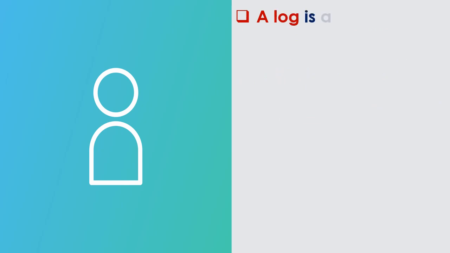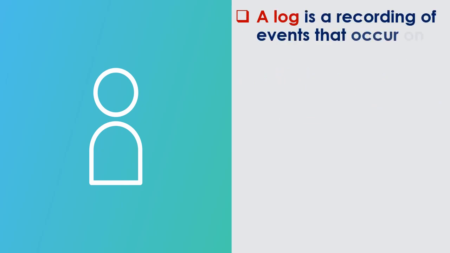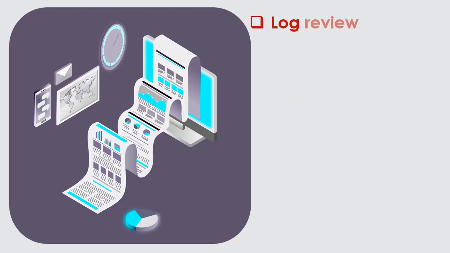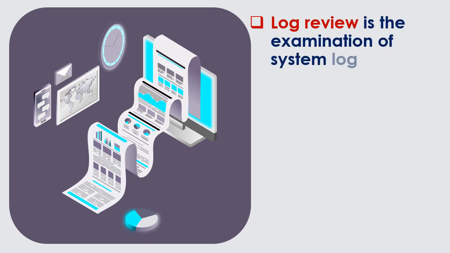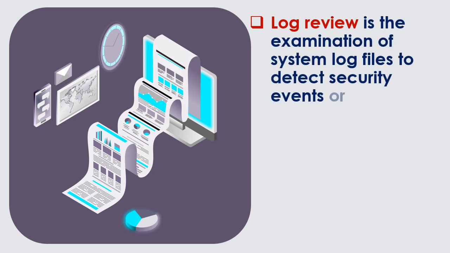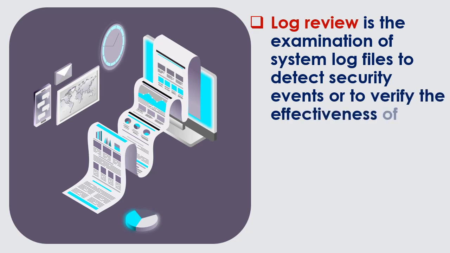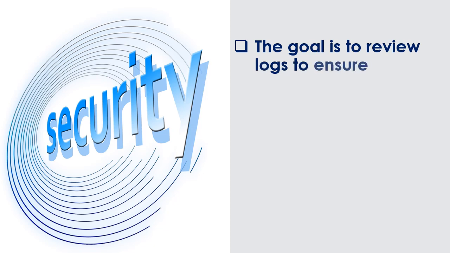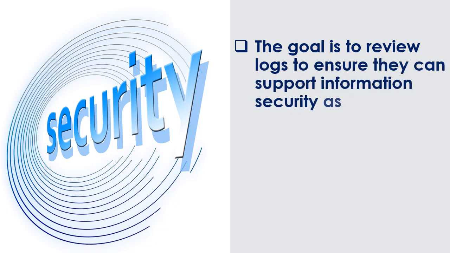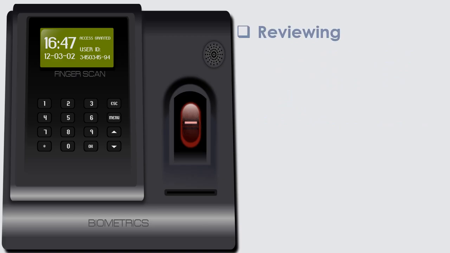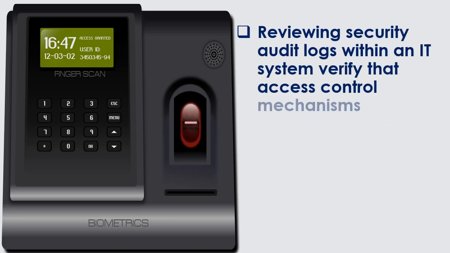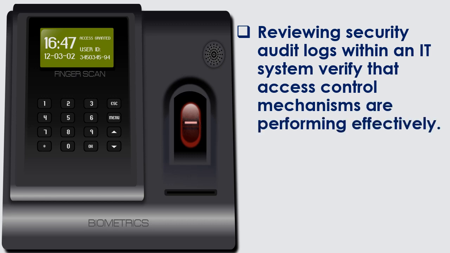A log is a recording of events that occur on an organizational asset, including systems, networks, devices, and facilities. Log review is the examination of system log files to detect security events or to verify the effectiveness of security controls. The goal is to review logs to ensure they can support information security as effectively as possible. Reviewing security audit logs within an IT system verifies that access control mechanisms are performing effectively.